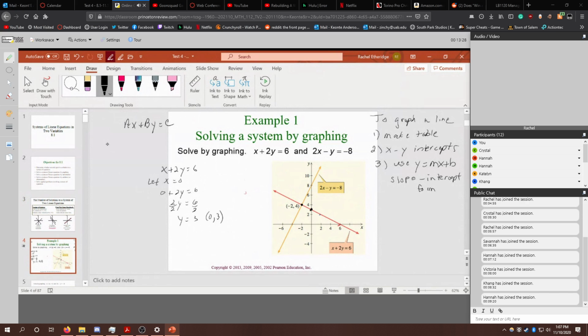And then we let y equal 0 to get the x-intercept. So in that case, the y term goes away. So we get x equals 6. So (6, 0) is the x-intercept. So we plot that point.